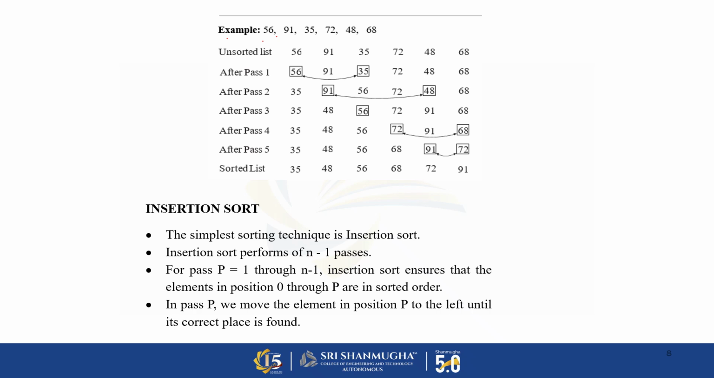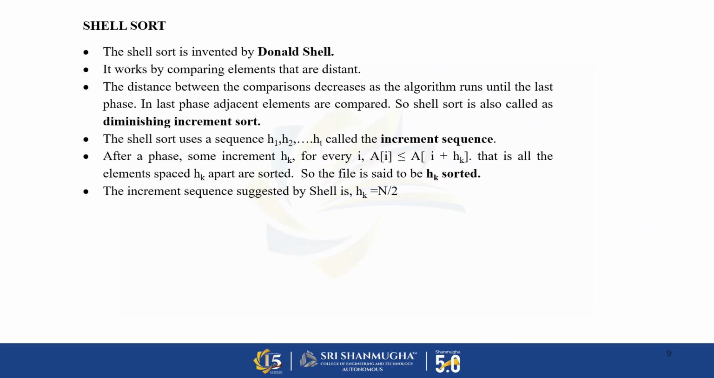Similarly, we have the same set of numbers: 56, 91, 35, 72, 48 and 68. First it's compared with this number, so which one is the smallest? And then the second number is compared, and then the third. By this technique, we get the selection sort method. Okay, simply.